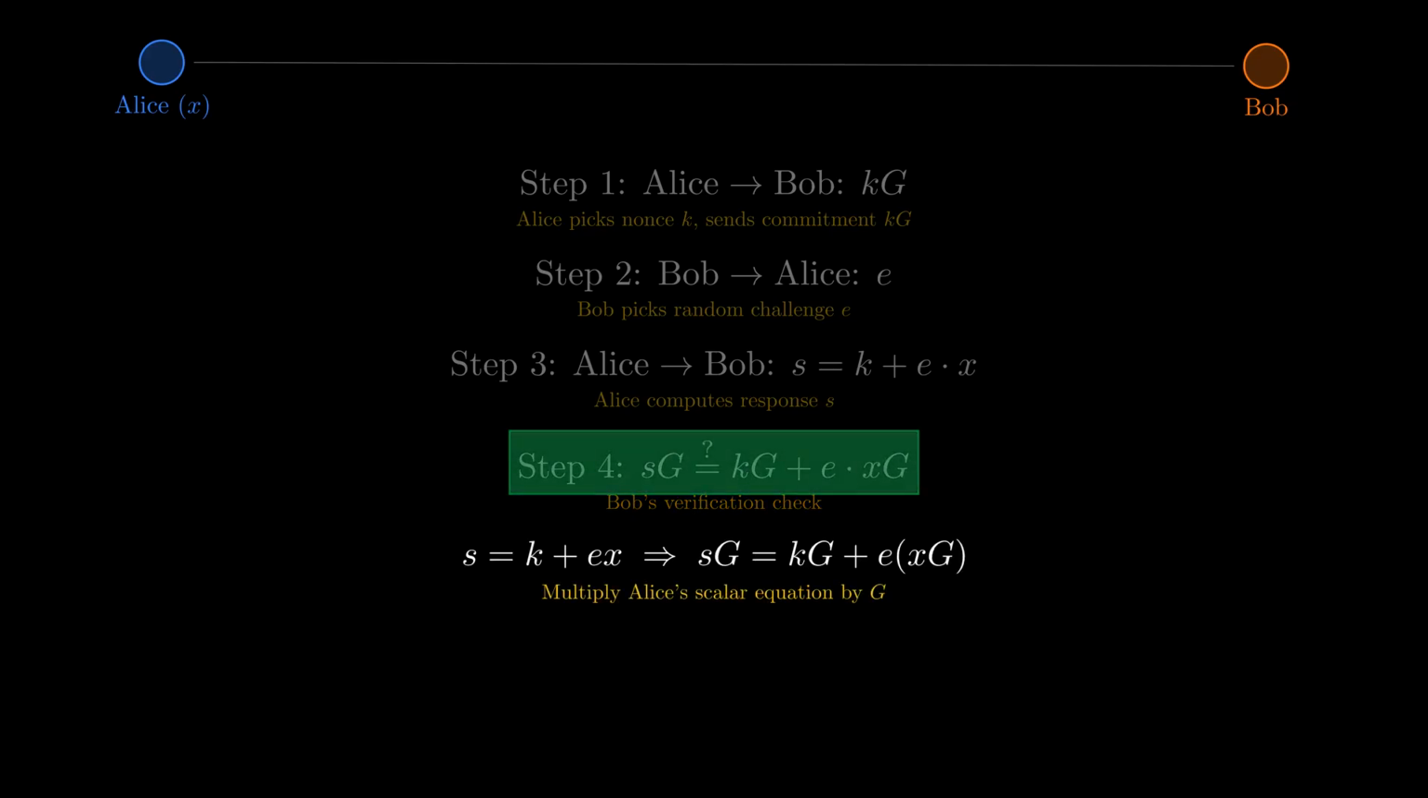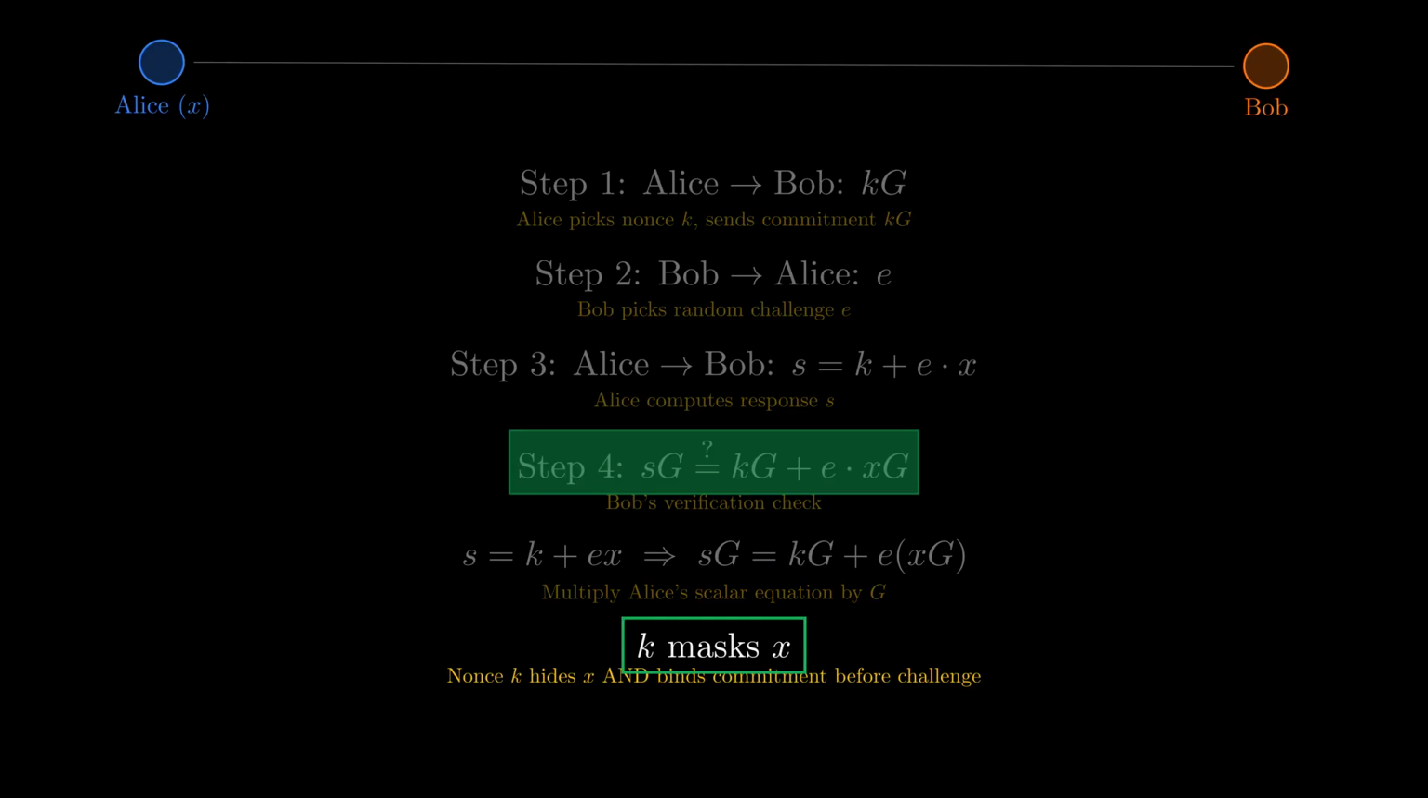Why does this work? Take Alice's equation, s equals k plus e times x, and then multiply both sides by g. You get sg equals kg plus e times xg, which is exactly what Bob checks. The verification passes only if Alice truly knew x. But Bob learns nothing about x because the nonce k masks it. That nonce is doing 2 jobs at once. It acts as a second unknown that prevents Bob from solving the equation for x, and it binds Alice's commitment before she ever sees the challenge.